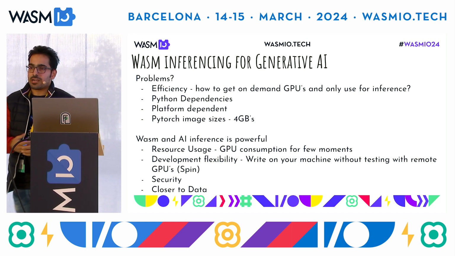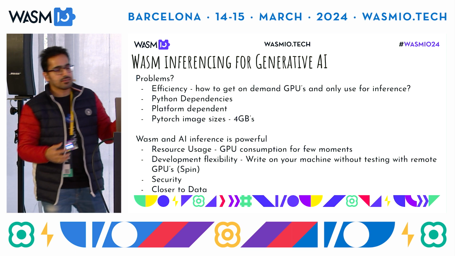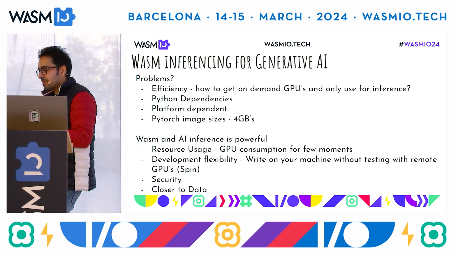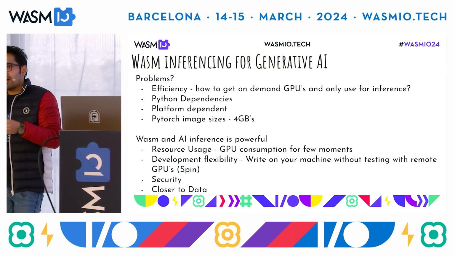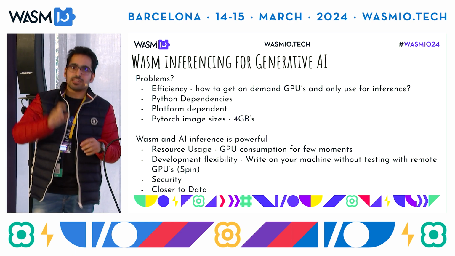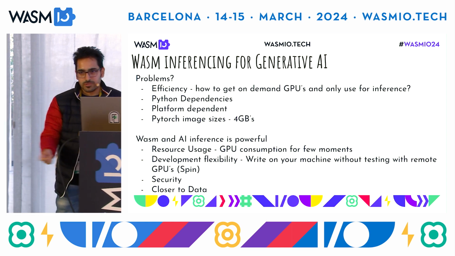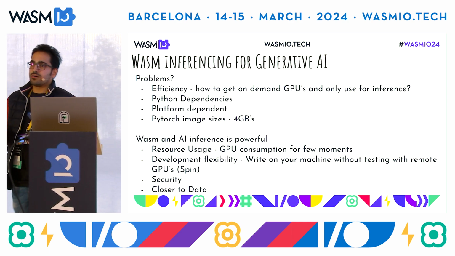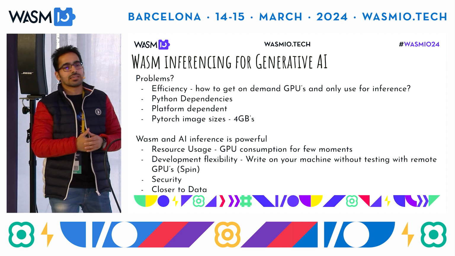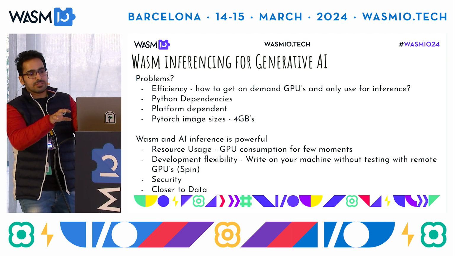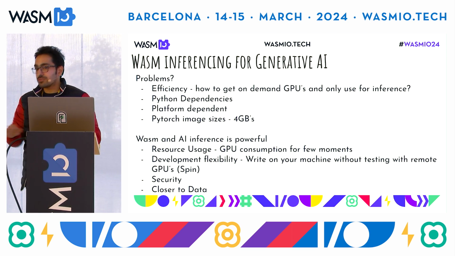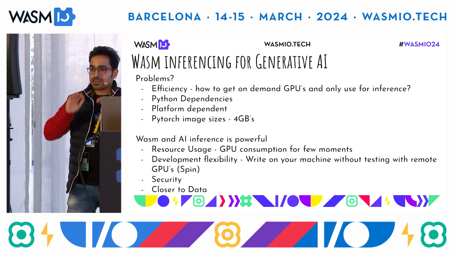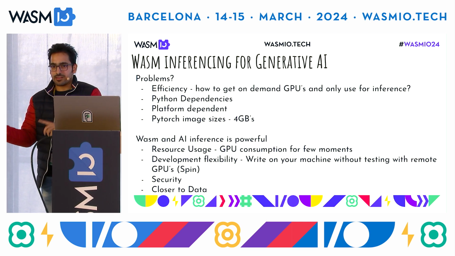Then dependencies and platform dependence. Python, with a lot of dependencies, cannot run on all the platforms as a single application. If you want to make it run with GPUs, you actually have to test the application locally against the remote GPUs. But WebAssembly provides you development flexibility. Radu will be showing the demo of how you can create the exact same scenario. You can write the code on your machine without testing it with the remote GPUs, and you can run it locally, and run it against the GPU without even testing it.